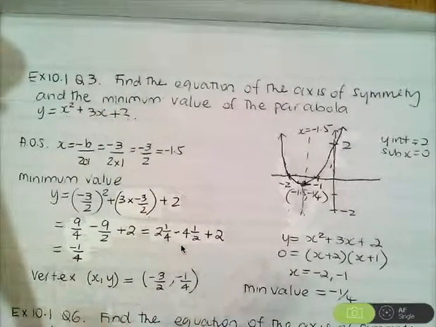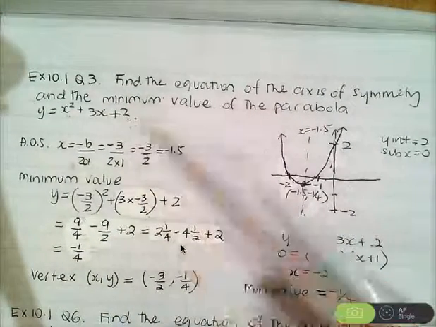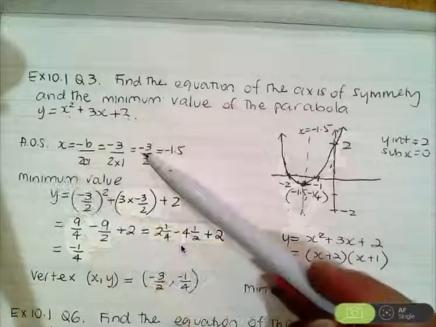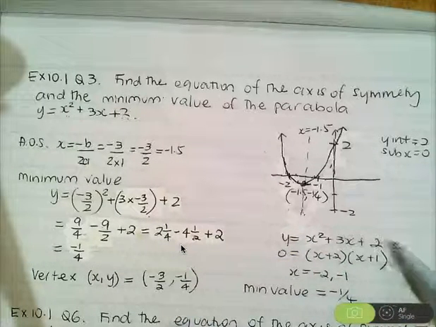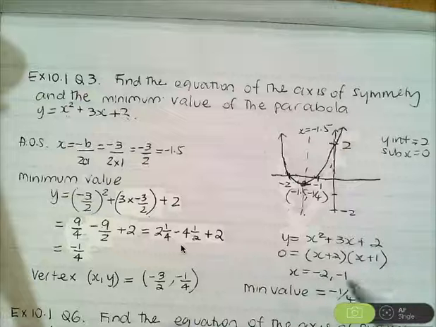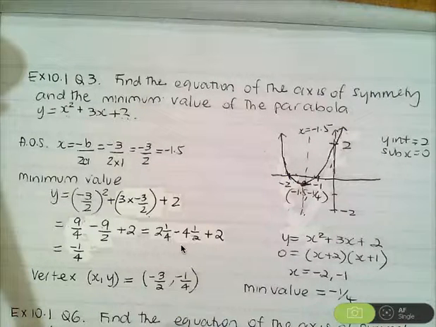So they're the basic things that you can do when you're trying to draw a parabola. You should always be able to see the y-intercept straight away. You should always be able to work out the axis of symmetry and the minimum or maximum value. And if it's a parabola that can be factorized quite easily, you can work out your x-intercepts. Okay? All right, we're going to now look at exercise 10.1, question 6.